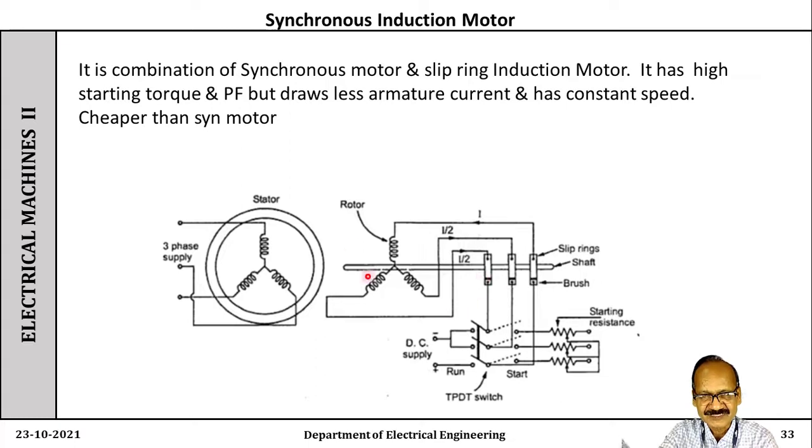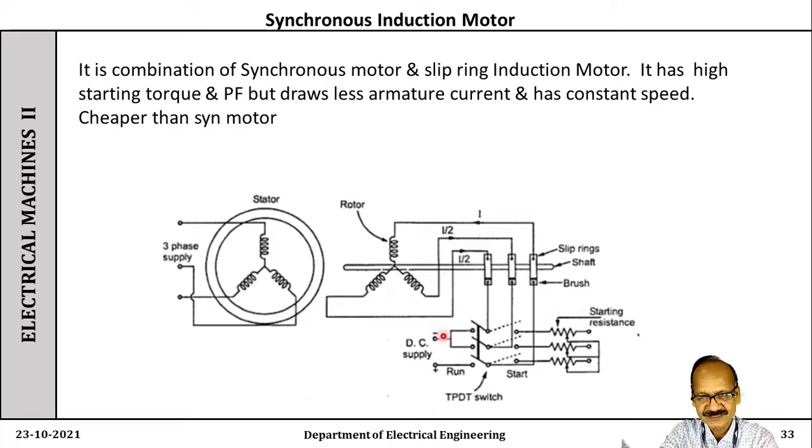So with the help of these slip rings and brushes, it is possible to add the external resistance in the rotor circuit during starting of the motor in order to improve the starting torque and power factor, and when the whole resistance is cut off, the motor runs near to synchronous speed. Then feed the DC excitation to the same winding.